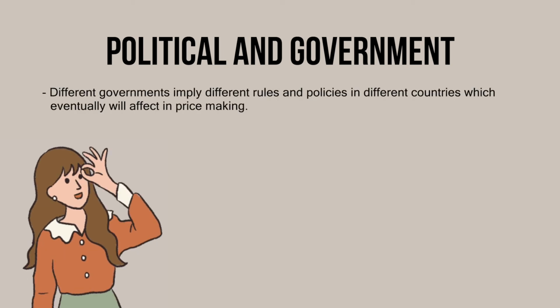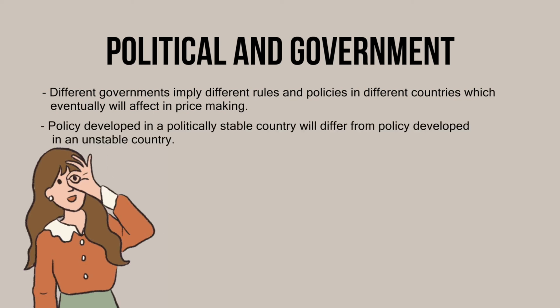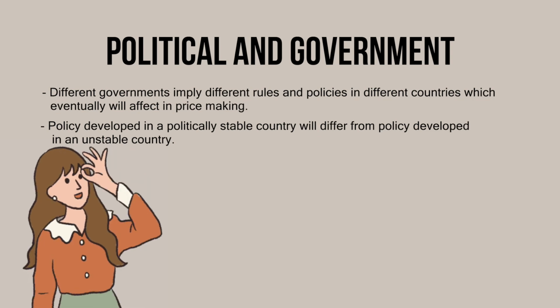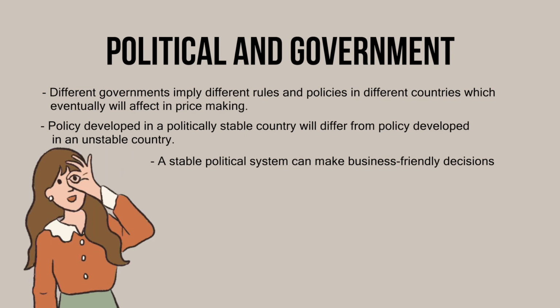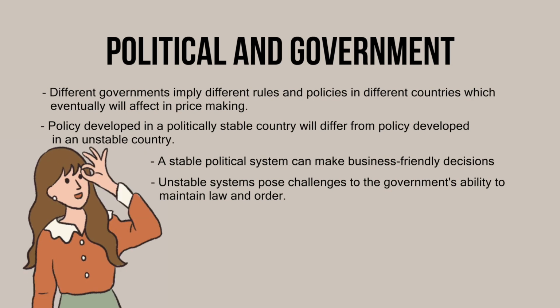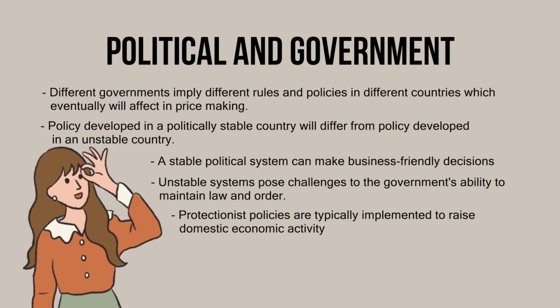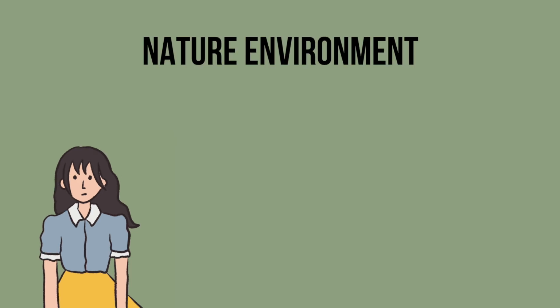Move to the next external factor, which is political and government. Different governments imply different rules and policies in different countries, which eventually will affect price making. Policy developed in a politically stable country will differ from policy developed in an unstable country. A stable political system can make business-friendly decisions that benefit both domestic and foreign businesses. Unstable systems pose challenges to the government's ability to maintain law and order. Protectionist policies are typically implemented to raise domestic economic activity, but they can also be implemented to address safety or quality concerns.